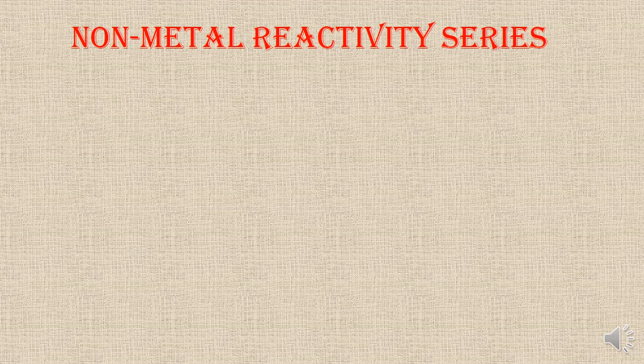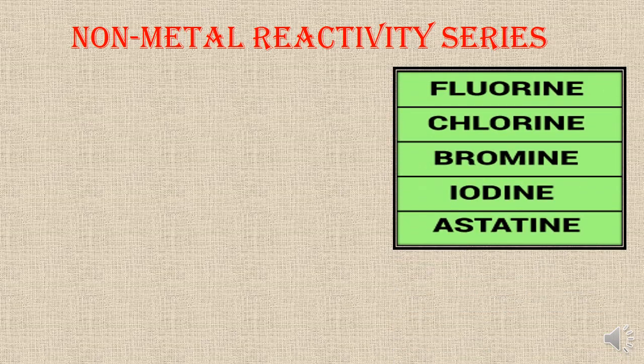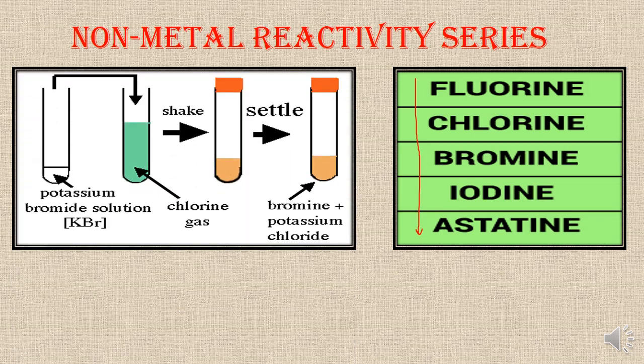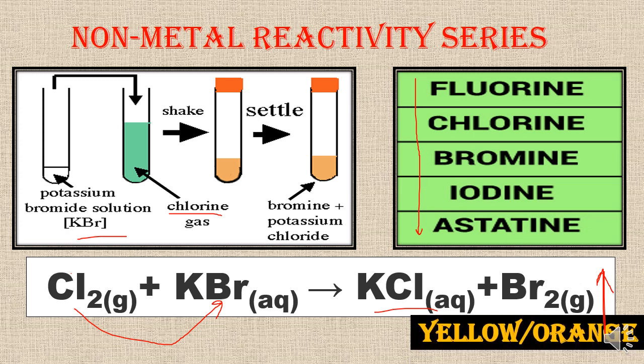Remember, displacement reactions can also take place in nonmetals. For nonmetals like halogens, the reactivity series looks like this. Here, fluorine is the most reactive and astatine and iodine are the least reactive halogens. For example, when chlorine gas is passed through potassium bromide, chlorine being more reactive than bromine displaces it and forms potassium chloride along with the evolution of bromine gas. This evolution of bromine gas will change the color of the solution into yellow or orange.